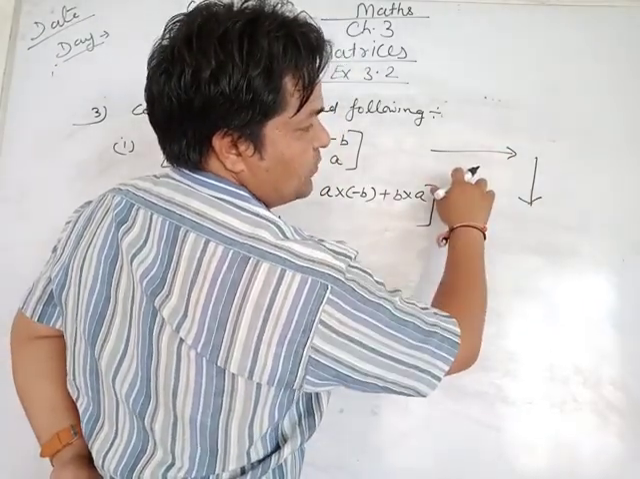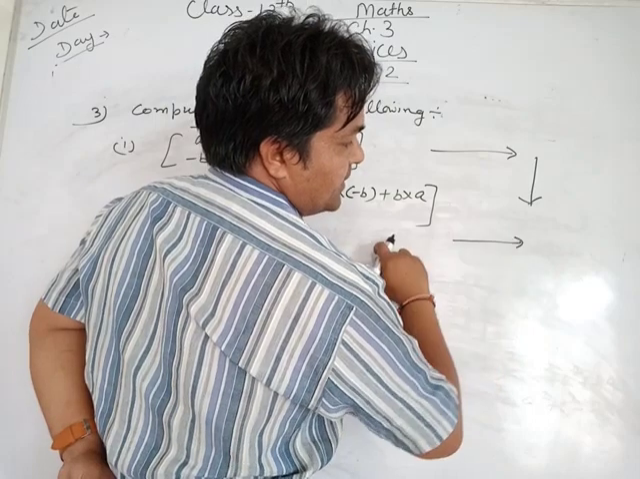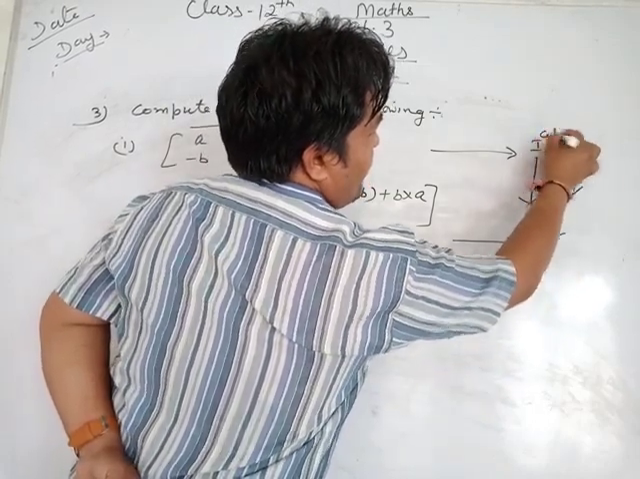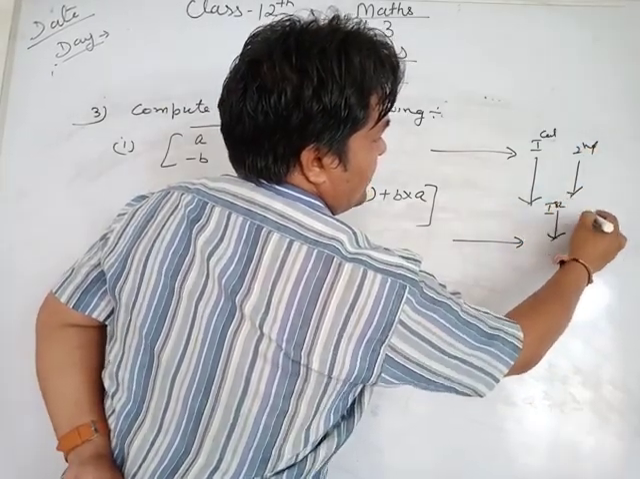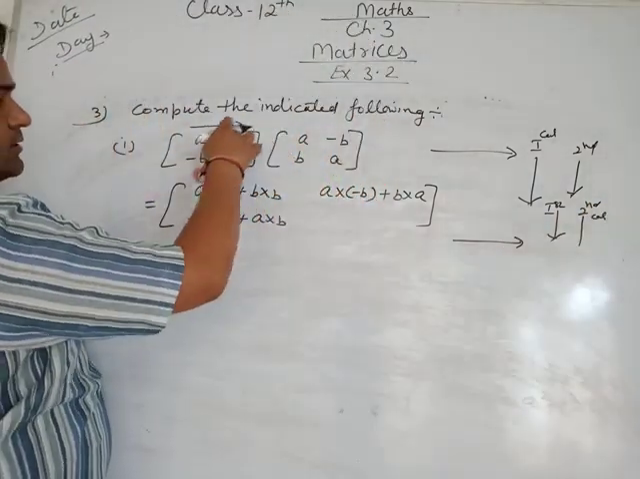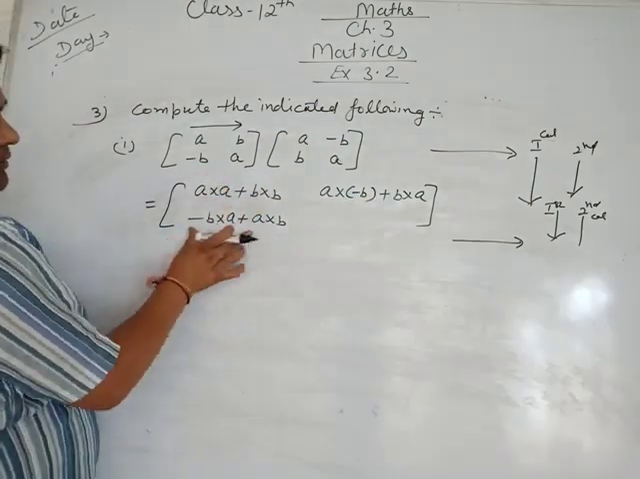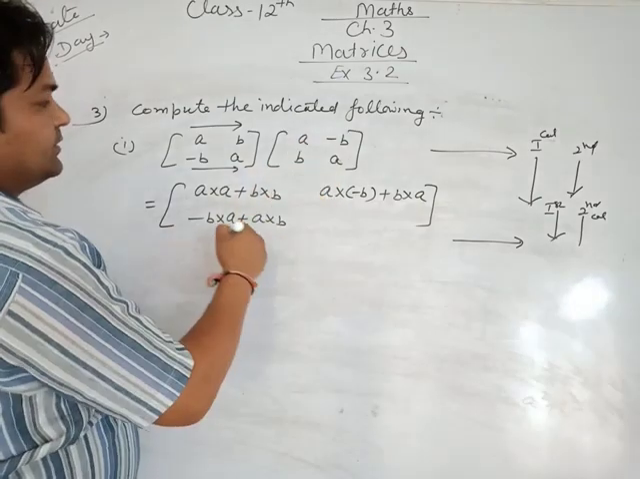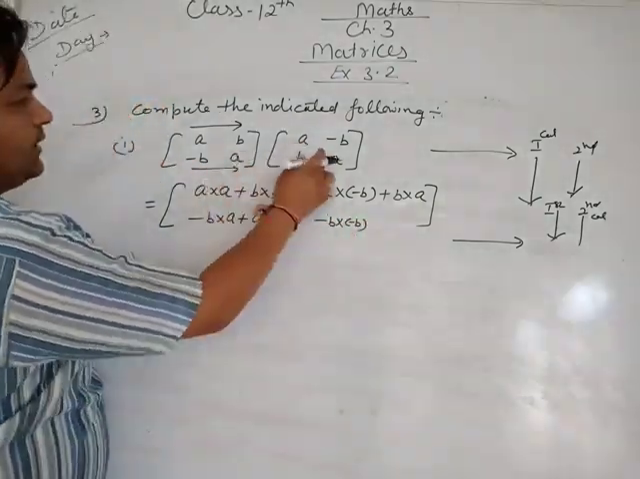Firstly, for the elements of the first row, and for the second, we take the second row of the first matrix continuously with the first column and second column. Here also the first column and second column. Now minus B multiply minus B and A multiply.